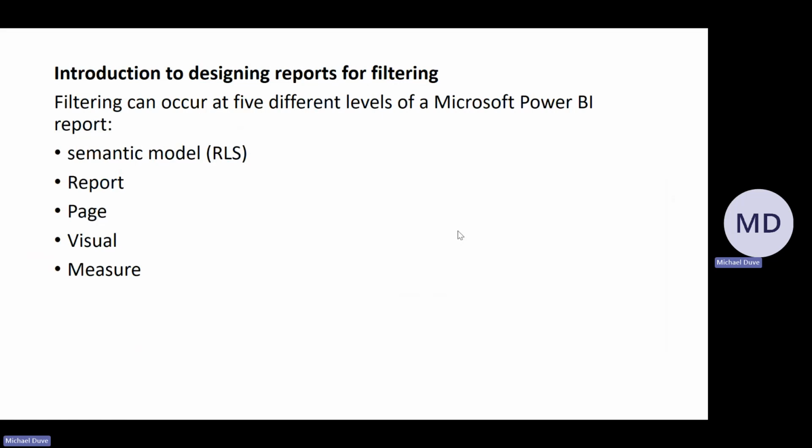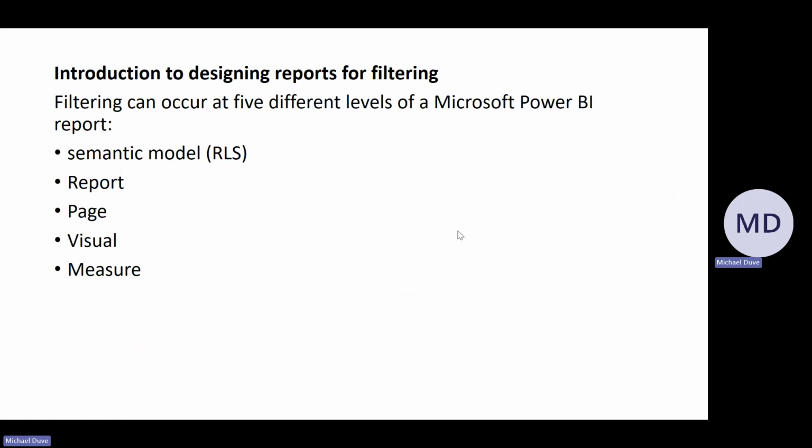Then you've got page level filtering. That is, page level filters apply to all visuals on a specific page of a report. So under page level filtering, they can be applied using slicers, filters, or cross highlighting, and they affect only the visuals on that particular page. Then page level filters are useful for creating focused reports that emphasize specific aspects of the data.